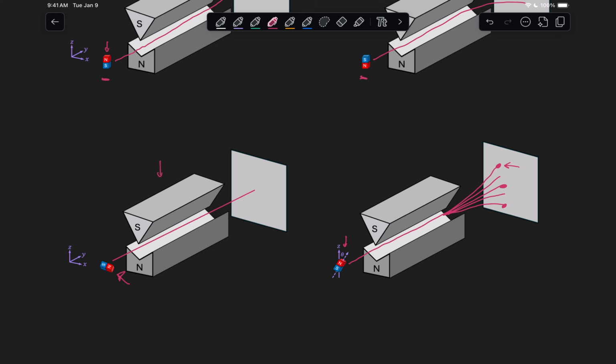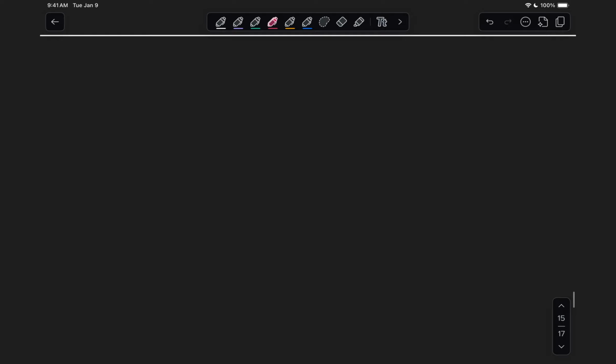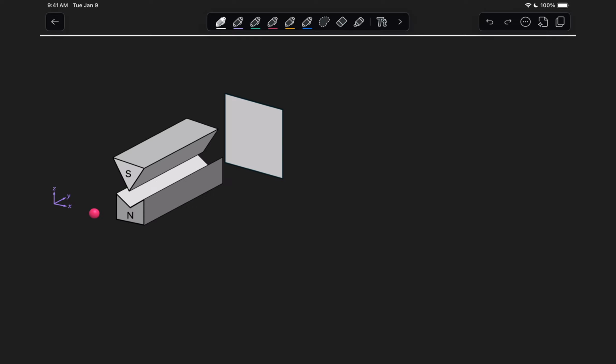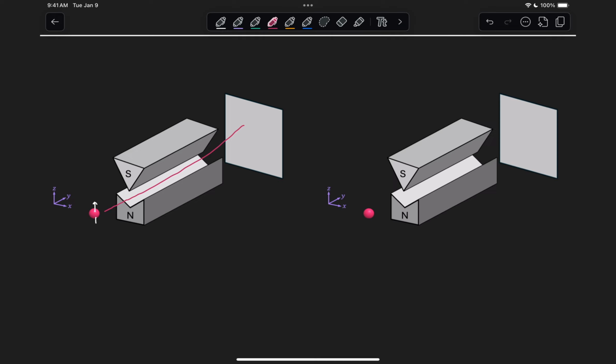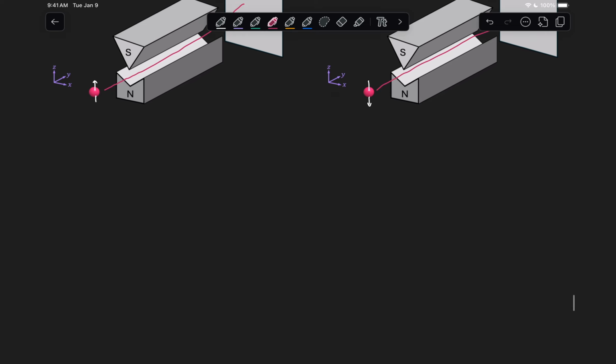So the next question is, what will we observe if we replace this tiny bar magnet with an electron? So in principle, we should see the exact same behavior, since electrons have a magnetic moment generated by its intrinsic spin, as we mentioned. Now, unsurprisingly, if the spin of this electron is pointing in the positive z direction, well, we see exactly the same as we see for the bar magnet. The electron deflects upwards. Similarly, if the spin of the electron is pointing in the minus z direction, well, we see it deflect downwards. But here's where things get really interesting.